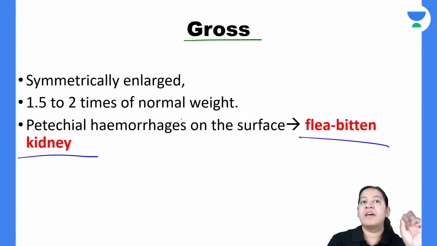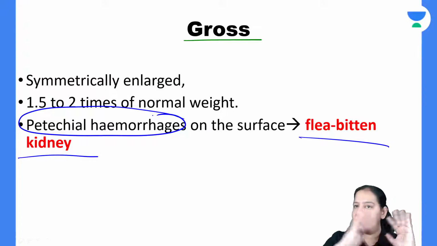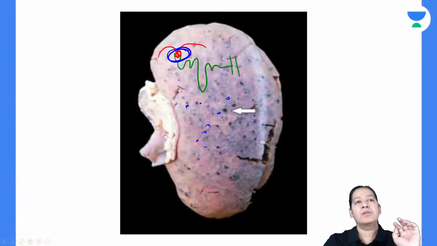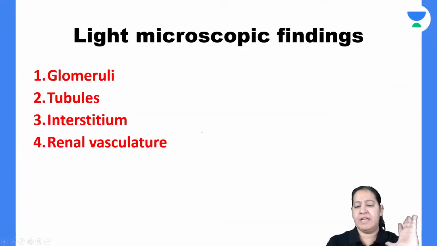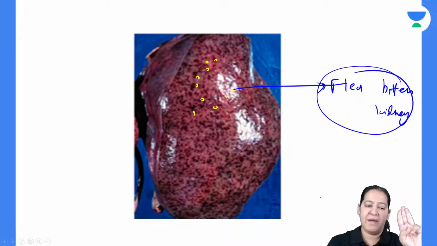So in gross, learn the terminology flea bitten kidney. What do you mean by that? There are multiple petechial hemorrhages on the surface of the kidney externally. Actually, these hemorrhages are due to antigen antibody complexes formation inside the kidney. So that is known as flea bitten kidney. Now the three types of microscopy, one by one I will tell you.